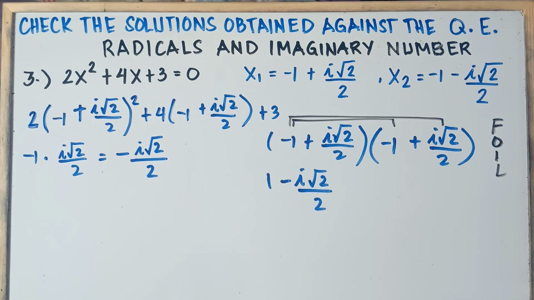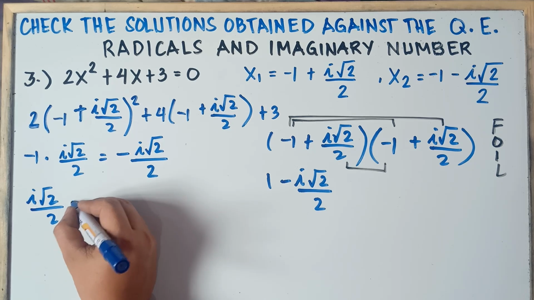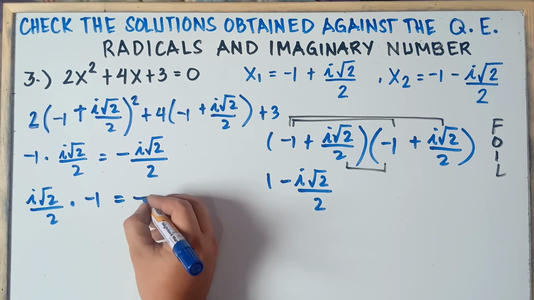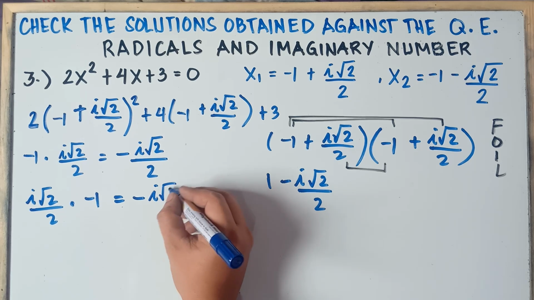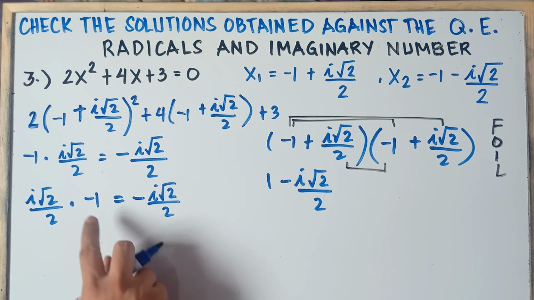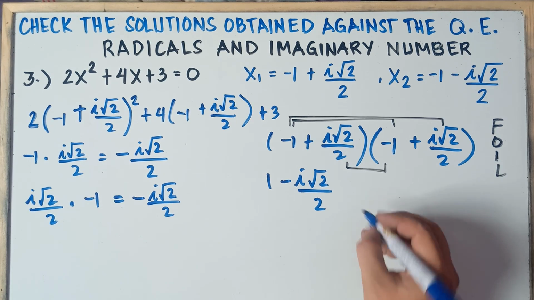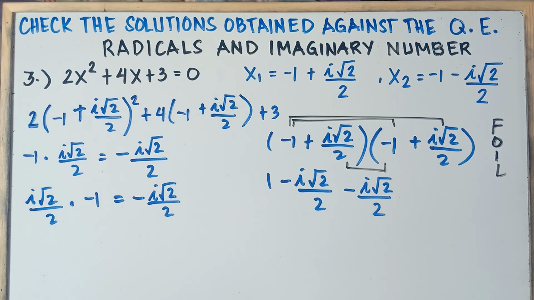We're done with outer. Next is inner, this one. So i√2/2 times -1. Once again, negative times positive is negative. 1 times this expression, simply copy it: i√2/2. So -1 times this expression, that would be -i√2/2. So -i√2/2.